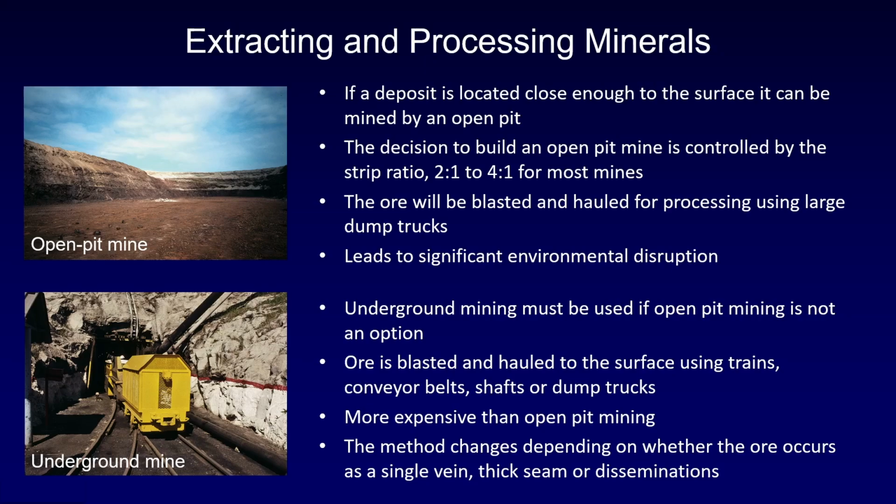Now, the decision to build an open pit mine is controlled by what's called the strip ratio. And for most open pit mines, the strip ratio is going to be 2:1 to 4:1. So for every 1 ton of ore, you will be removing 2 tons of rock, which is essentially waste rock, in order to get to your mineral deposit. So you don't really want to be removing more than 4 tons of rock for every 1 ton of ore.